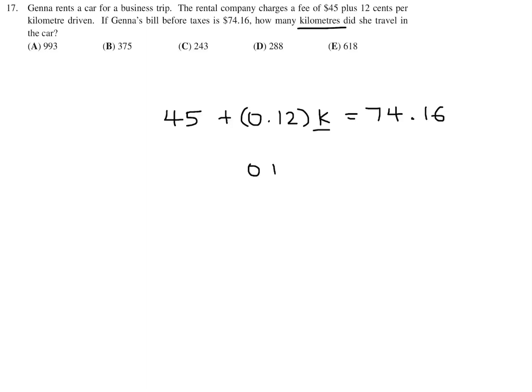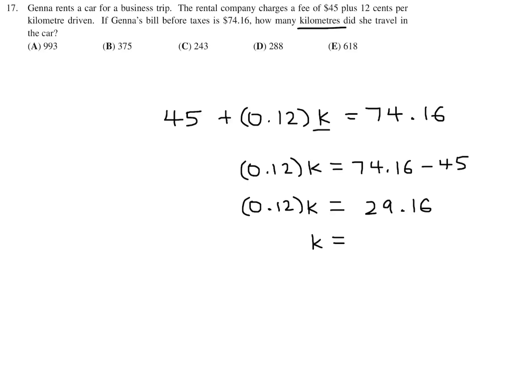So 0.12K is going to be 74.16 minus 45, and therefore this looks like 29.16. So 0.12K equals 29.16, and therefore K will be 29.16 divided by 0.12, and that will give you a value for K of 243 kilometers. So number 17, the answer is C.